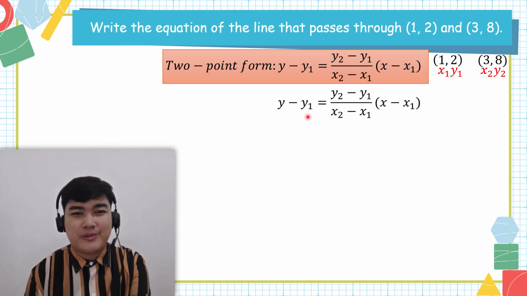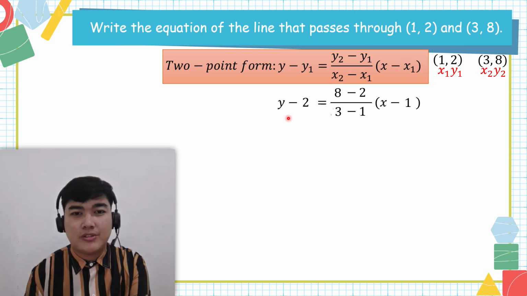Let us start with y sub 1. The value of y sub 1 is 2. The value of y sub 2 is 8. Minus the value of y sub 1, which is 2. Over the value of x sub 2, which is 3. Minus the value of x sub 1, which is 1. Times the quantity x minus the value of x sub 1, which is 1. We come up with this.